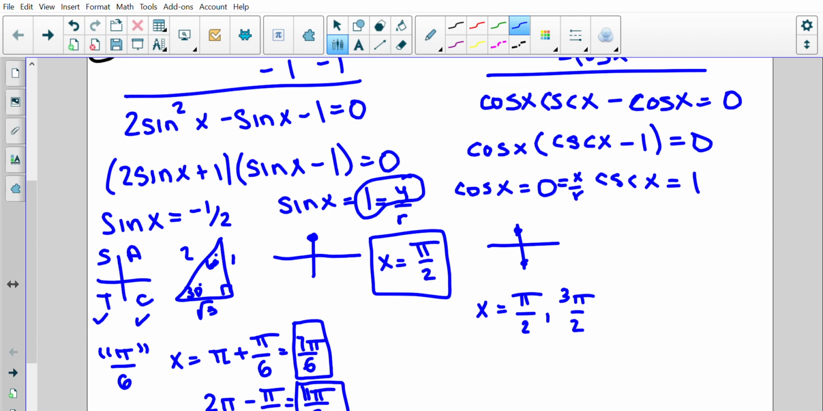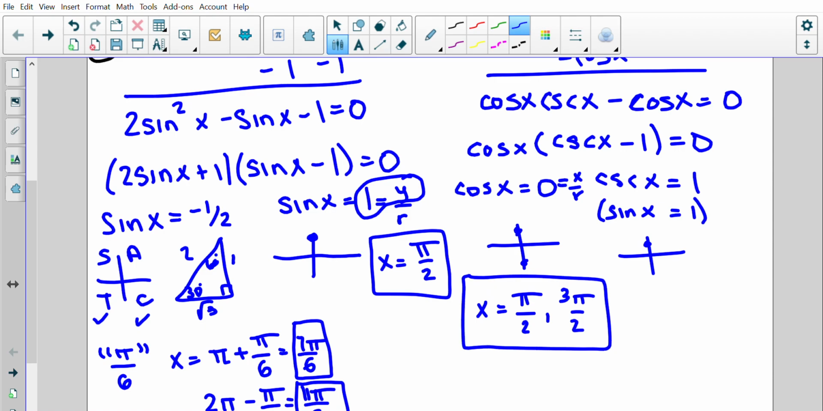Okay, and where cosecant x equals 1, well, if you don't like thinking about the reciprocal functions, you can always flip both sides. So if you didn't want to think about where cosecant x equals 1, you can also think about where sine x, I took the reciprocal of this side, so I have to take the reciprocal of this side, which also happens to be 1. So where sine x equals 1, well, that's up at pi over 2 as well. So there's no need for you to write the answer twice if I already have it over here. So just these two are our final answers for that one.